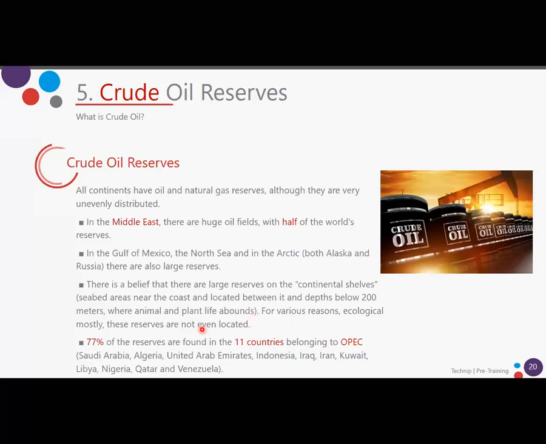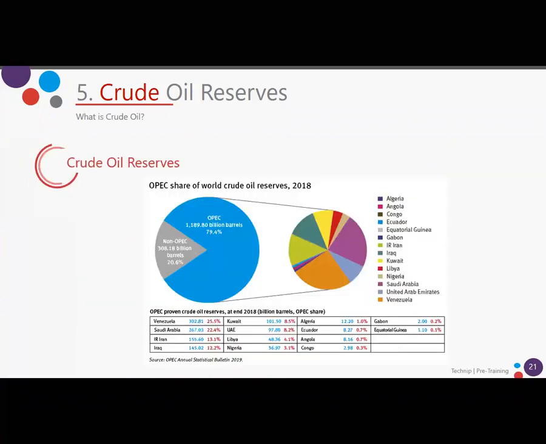We can see that 77% of the reserves are found in the 11 countries belonging to OPEC: Saudi Arabia, Algeria, United Arab Emirates, Indonesia, Iraq, Iran, Kuwait, Libya, Nigeria, Qatar, and Venezuela. In the following graph, we will see the oil reserve in 2018.